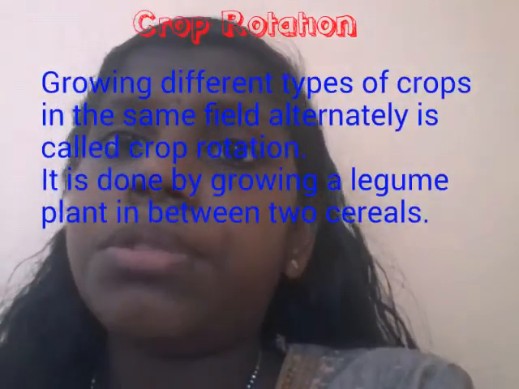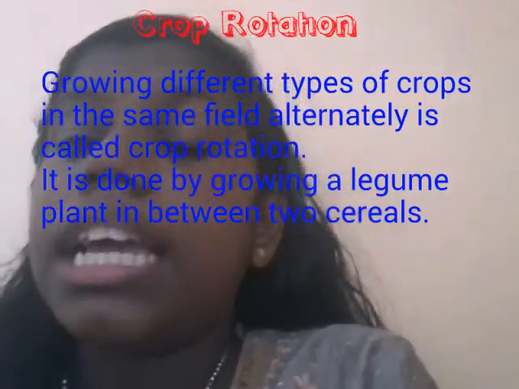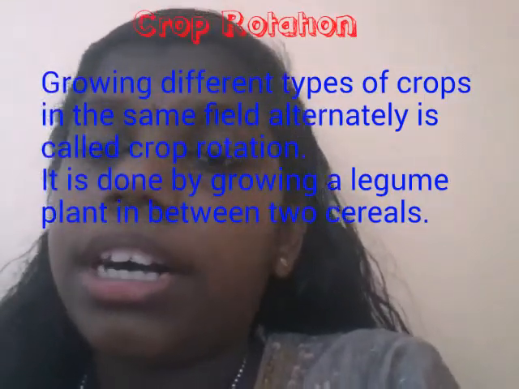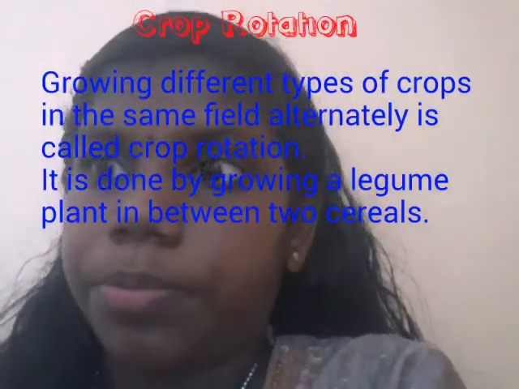Is there any other way to add nutrients to the soil or replenish it? Yes, there is. When I told you to leave the field fallow or uncultivated, that will replenish the nutrients. Another way is crop rotation. What's crop rotation? Growing different types of crops in the same field alternately. It is done by growing a legume plant in between 2 cereal crops.